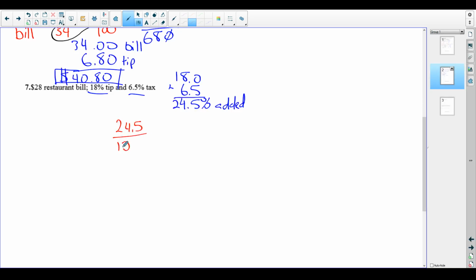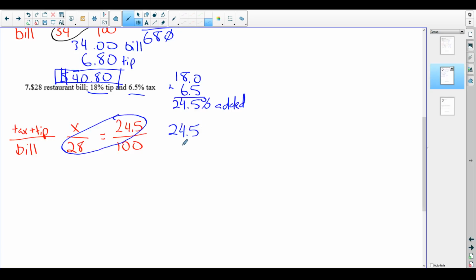24.5% over 100. We can say this is tax plus tip. And then this is our bill again. So the bill was $28. We're not sure what this part is yet. That's what we're going to solve. So we cross multiply every time. Write proportions, solve proportions.